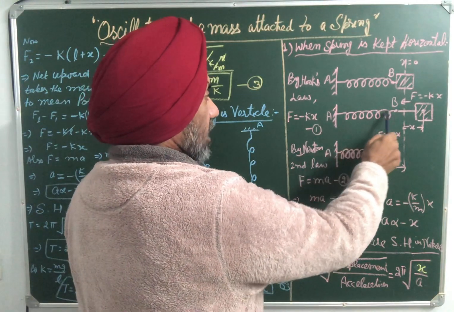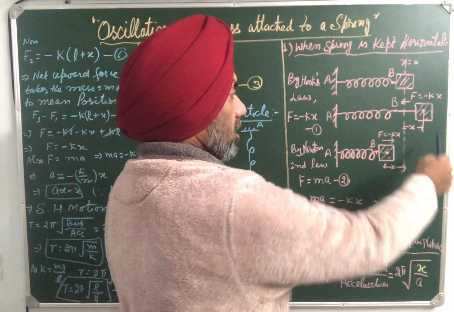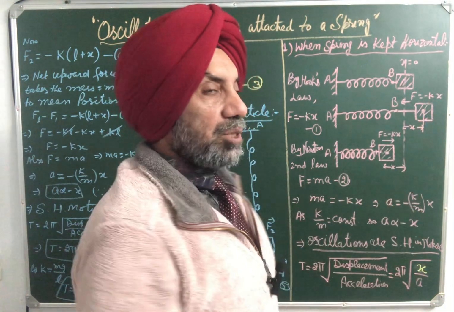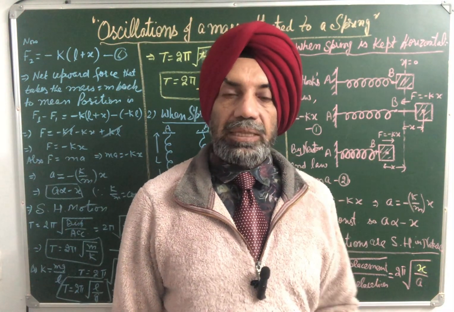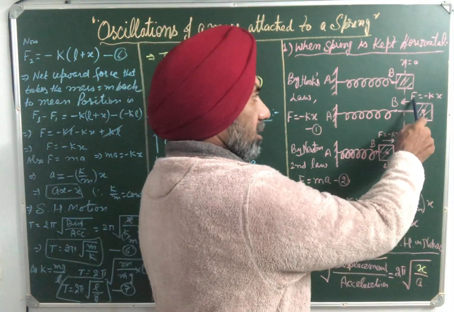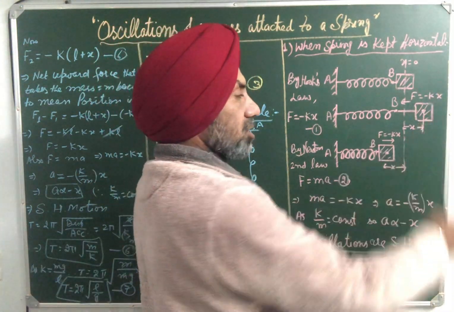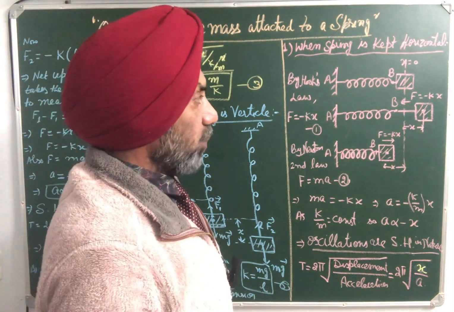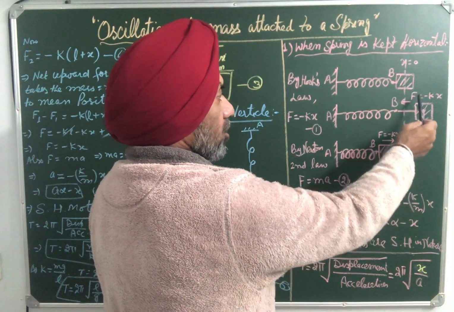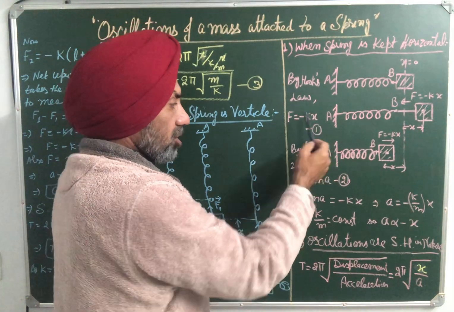Now, when this mass m is pulled towards the right through a small displacement x, then a restoring force comes into play, which tends to bring the mass back to the equilibrium position. By Hooke's law, this restoring force is equal to minus kx, where k is the spring constant or spring factor, which depends upon the nature of the material of the spring. So restoring force by Hooke's law is given by F is equal to minus kx. Suppose this is equation number 1.